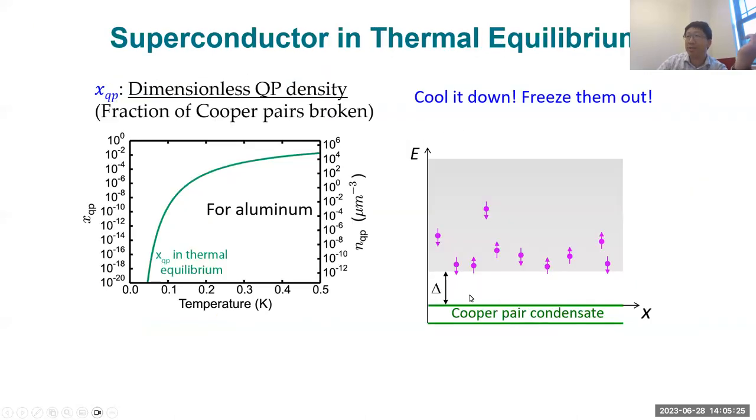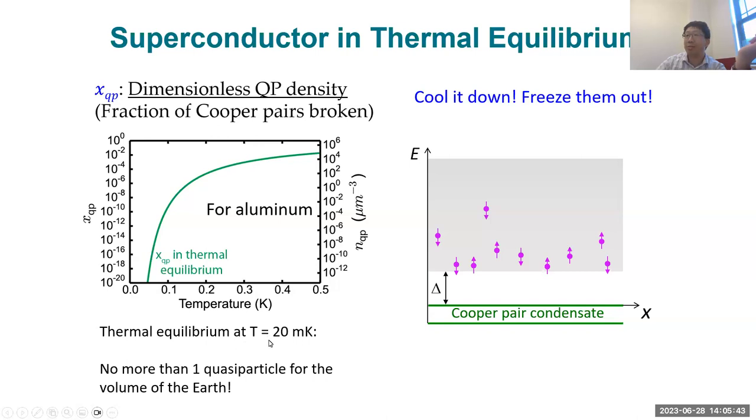Okay, so do you usually have quasi-particles in your transmon? Ideally, if you have aluminum in thermal equilibrium, you don't expect any quasi-particles at all, no matter how big your transmon is. XQP in thermal equilibrium, you can calculate: when you're down to 20 millikelvin, you basically have no more than one quasi-particle if you made the Earth into a transmon. That is how low this thermal displacement coefficient is.